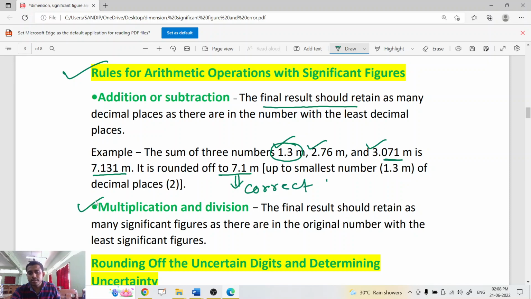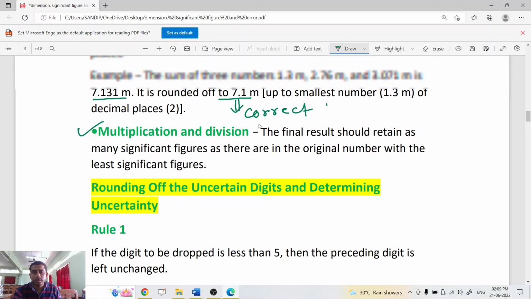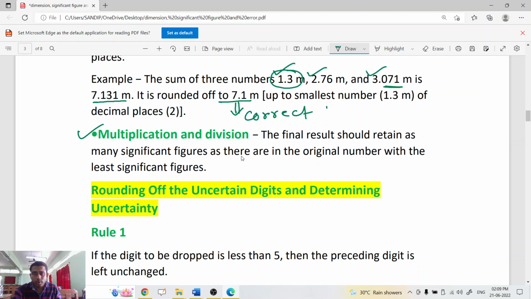And for multiplication and division, the final result should have as many significant figures as there are in the original number with the least significant figures. Here also, if you multiply two decimal numbers, you first find the answer up to many significant figures, then you take the original number with the least significant figures, like addition and subtraction.